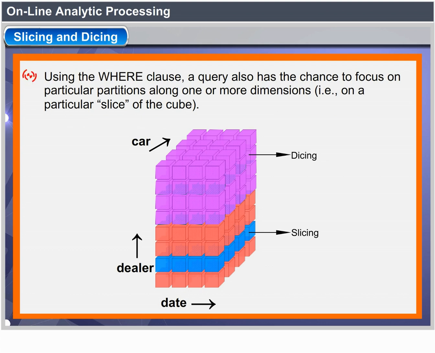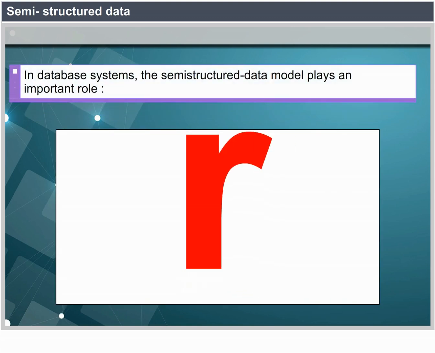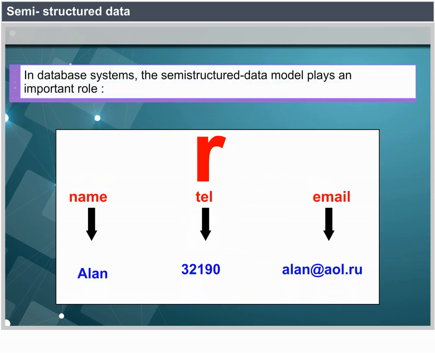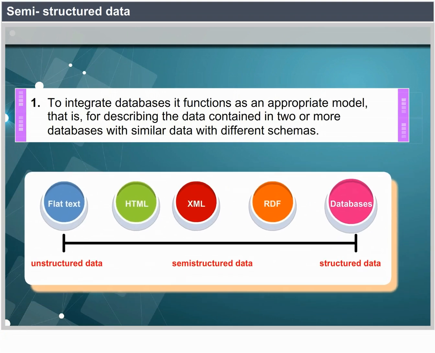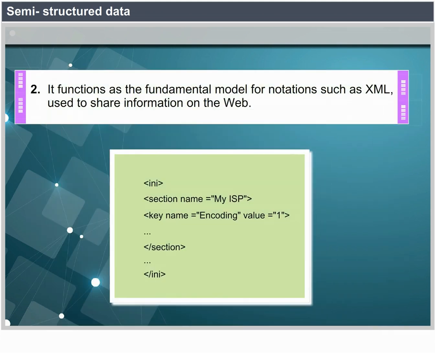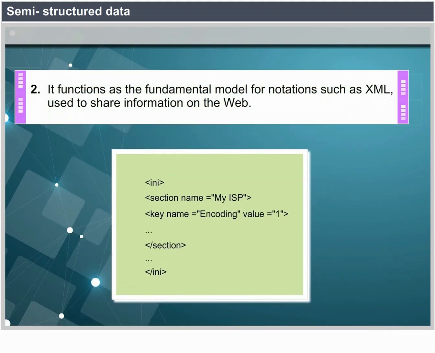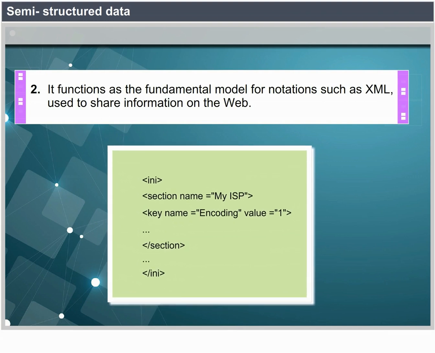Semi-structured data. The semi-structured data model plays a special role in database systems. Number 1, it serves as a model suitable for integration of databases, that is, for describing the data contained in two or more databases that contain similar data with different schemas. Number 2, it serves as the underlying model for notations such as XML that are being used to share information on the web.